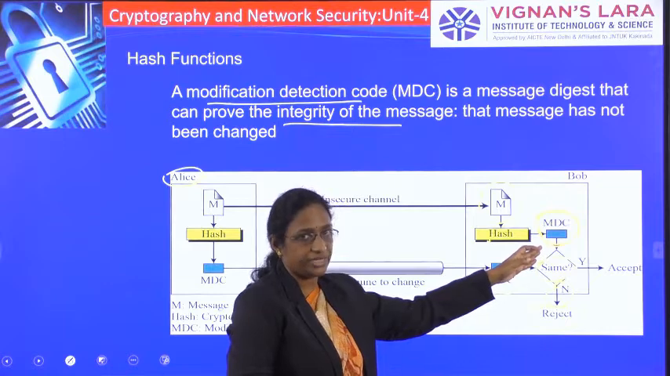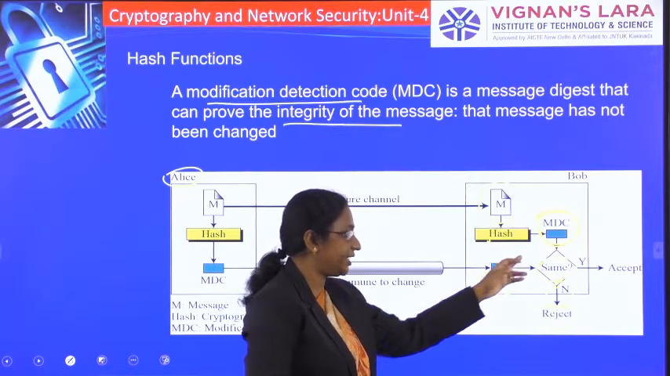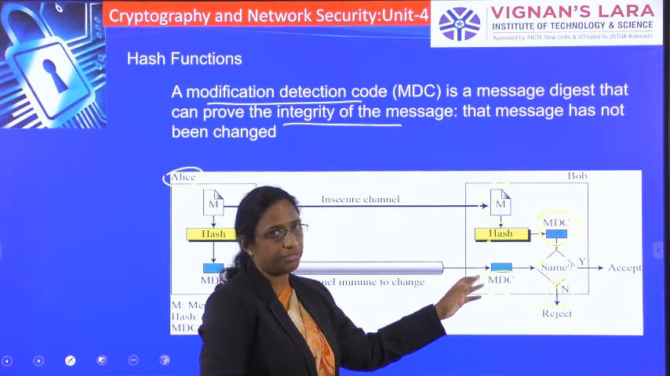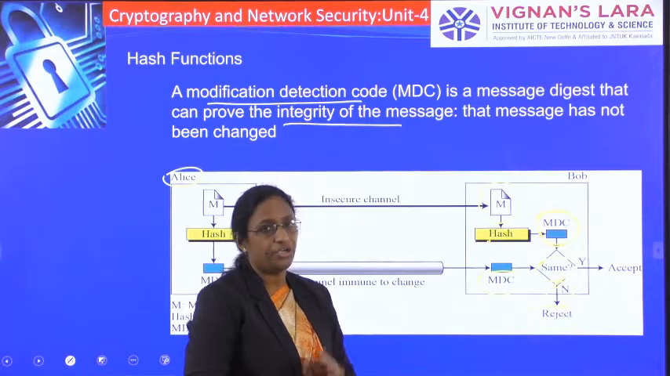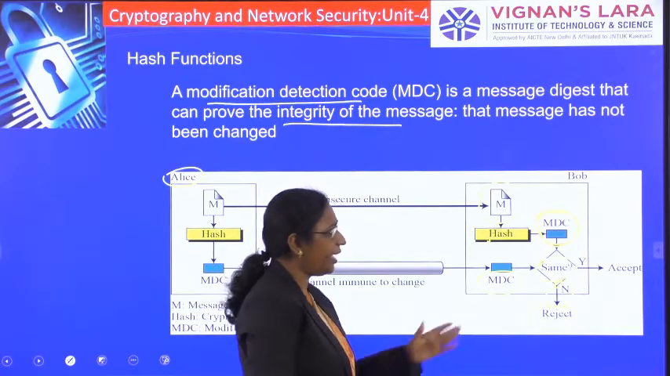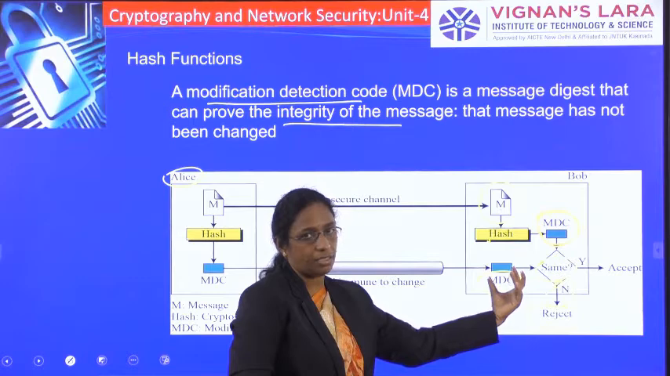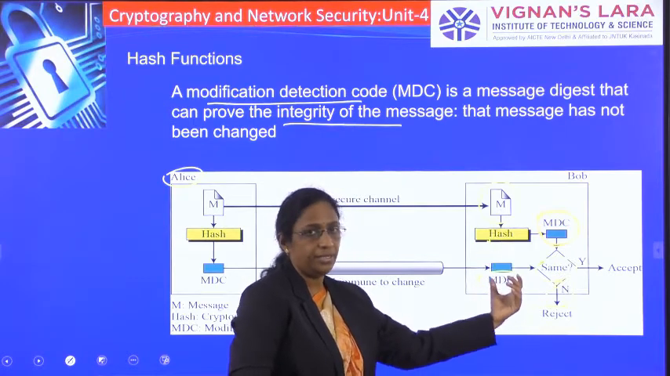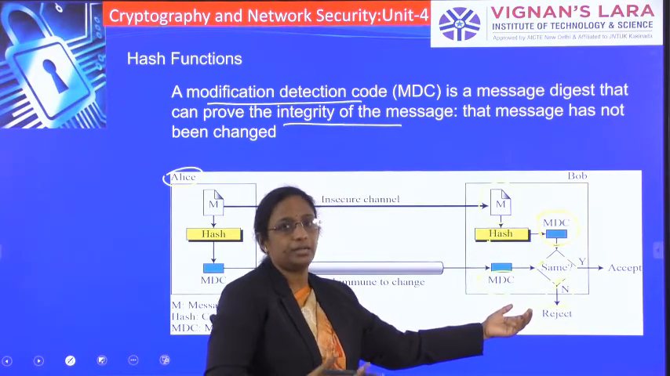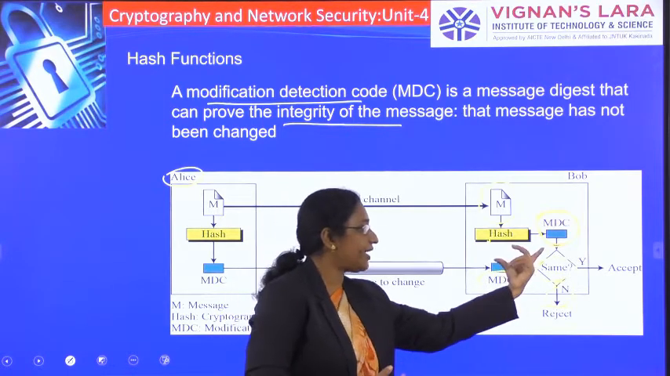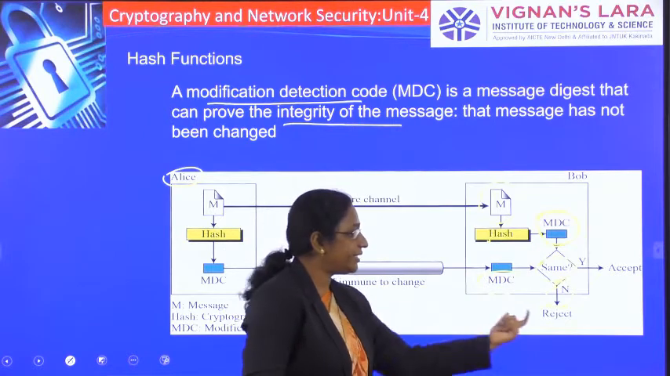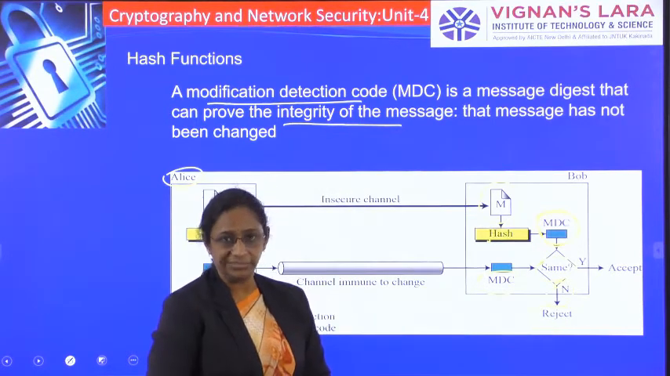After generating this modification detection code, he will compare this MDC with the modification detection code sent by the sender. If both are the same, he will accept the message, which means the message has not been tampered with by any unauthorized person. If both codes are not the same, it means that some unauthorized person has tampered with the message. That is why both codes are not the same. So in that case, the receiver will reject the message.